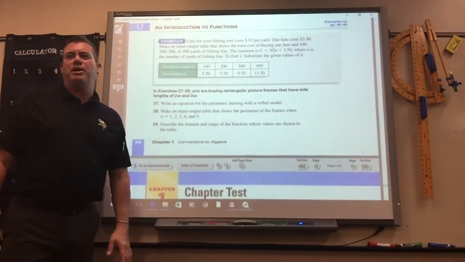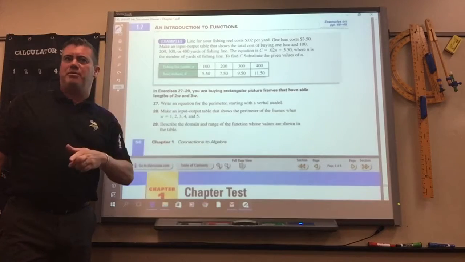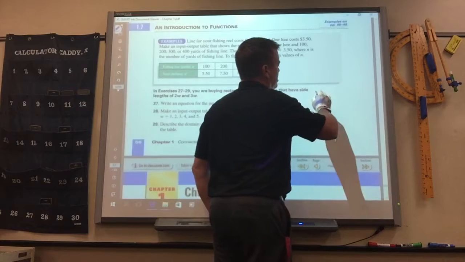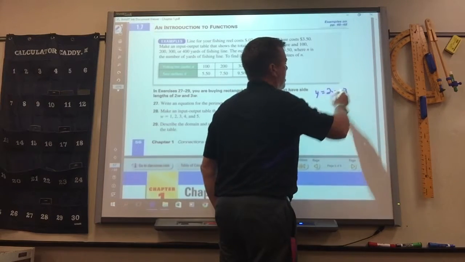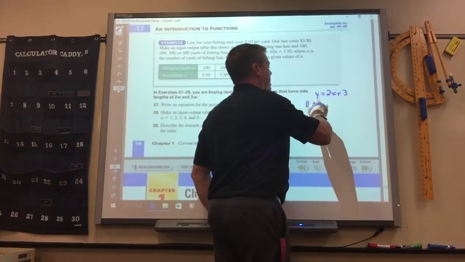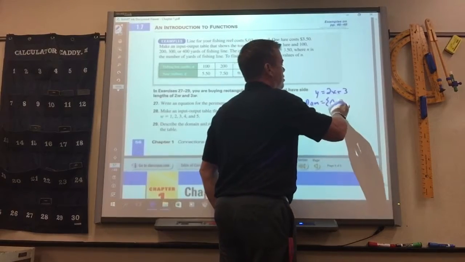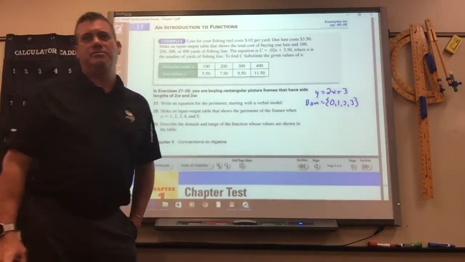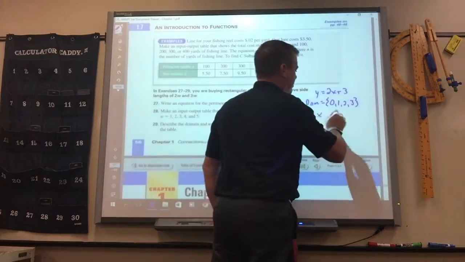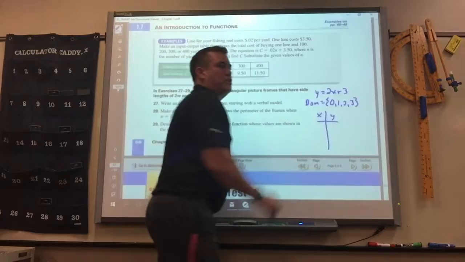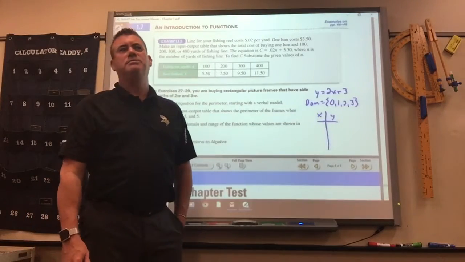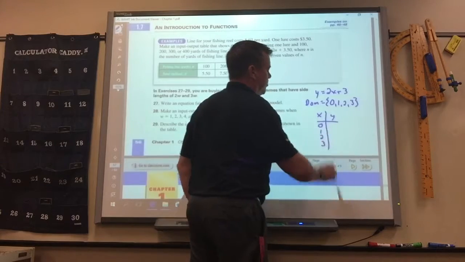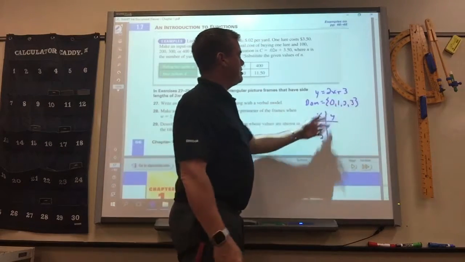really all we've got to do is one input-output table like the assignment we just corrected. So I'll just make up an example. Say you have the equation, and they say the domain is 0, 1, 2, 3. And you've got to make an input-output table. Remember, what does the domain mean? It's all the x's. So I've got to put in 0, 1, 2, and 3 to find the 4 answers.